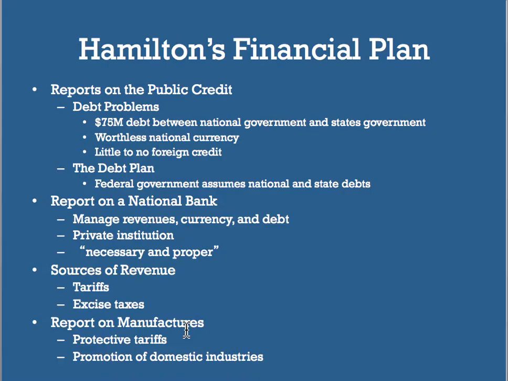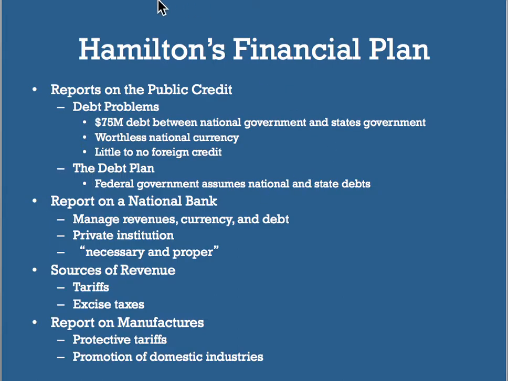No country is going to loan us money because we haven't paid any money back yet, so why would anybody loan us more money? His debt plan is to have the federal government assume, or take over, all of the national and state debts. Now, this is going to piss off a state like Virginia, who has no debt, but it's going to be very beneficial for the northern states, and then there's going to be these complaints of Hamilton favoring the northern industrial states, which is going to kind of stick with him until he dies in a couple years.